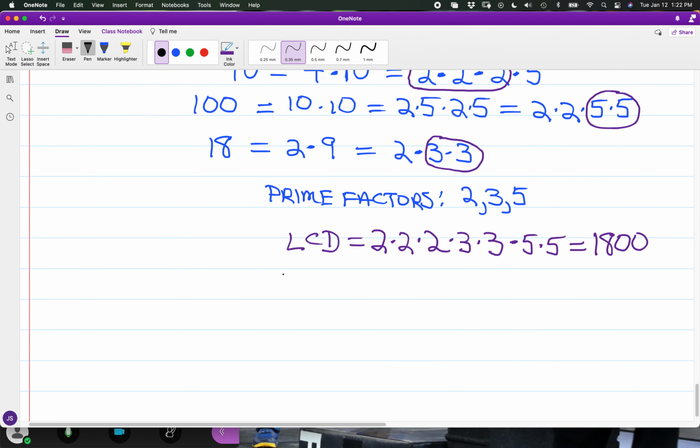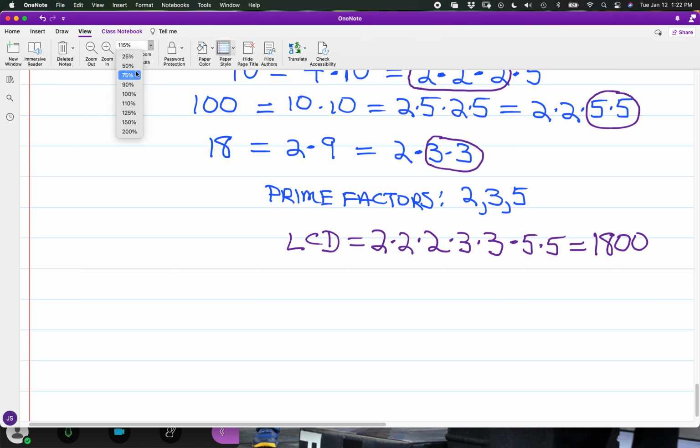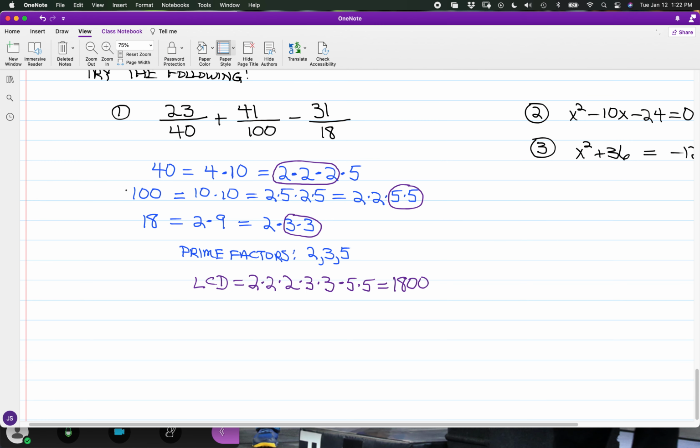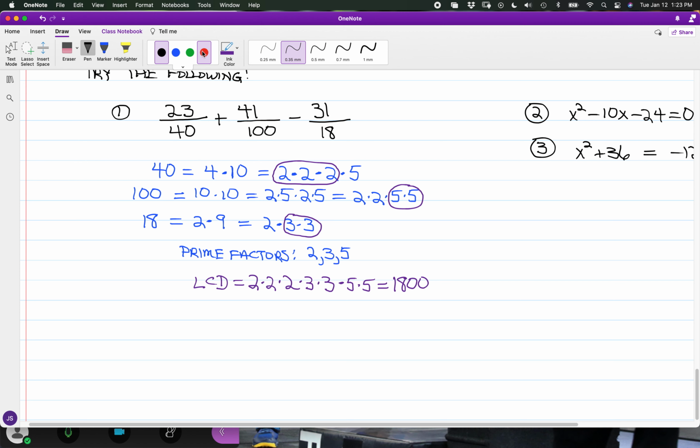And so just taking what we have in the mix. So for 23 over 40, I'm going to multiply this by 1 in the form of the number 1800 over 1800. And 1800 divided by 40, that's going to be 45.